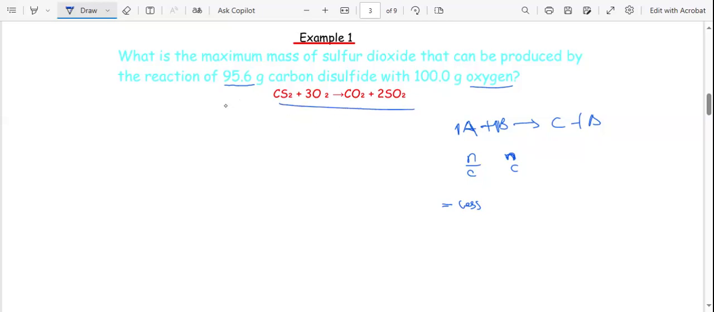So demonstrating this one, we'll calculate the number of moles. Let us do it.